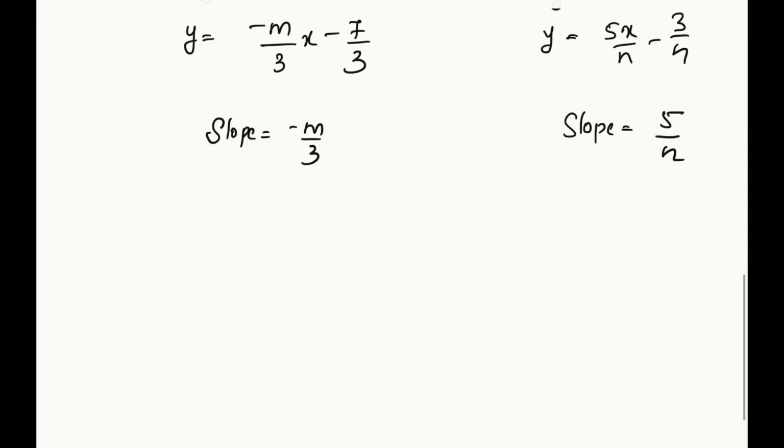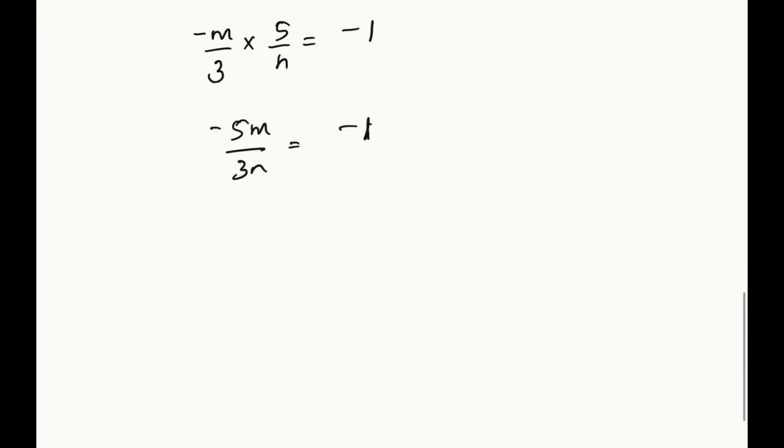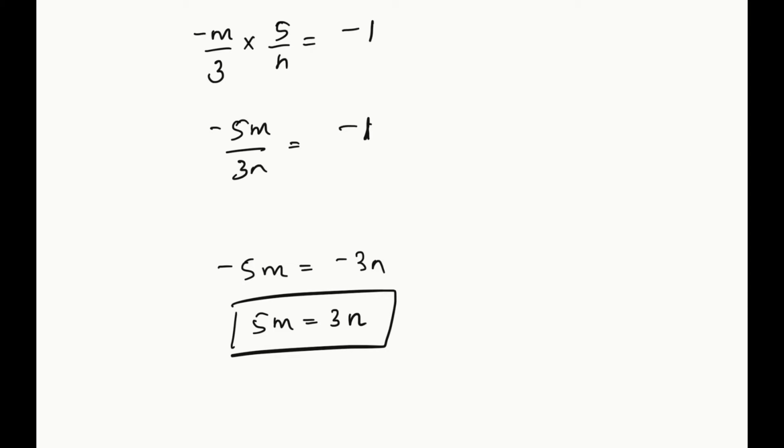Slope of the first one into slope of second one will be equal to minus 1, right? So minus m by 3 into 5 by n equal to minus 1. So how can we relate them? Minus 5m by 3n is equal to minus 1. So minus 5m equal to minus 3n. 5m is equal to 3n. Okay, this is how you get the relation between m and n.